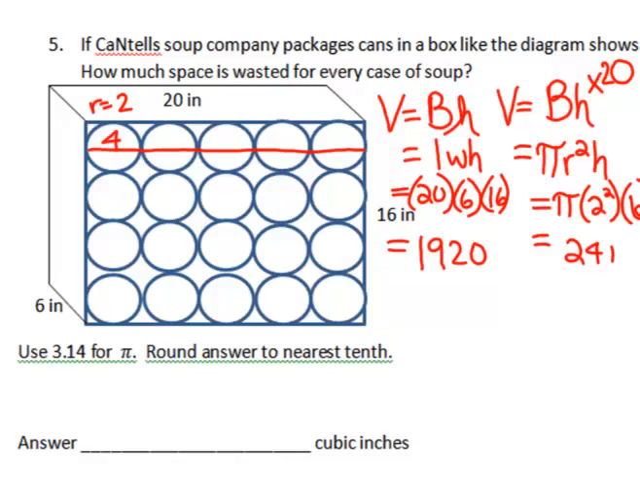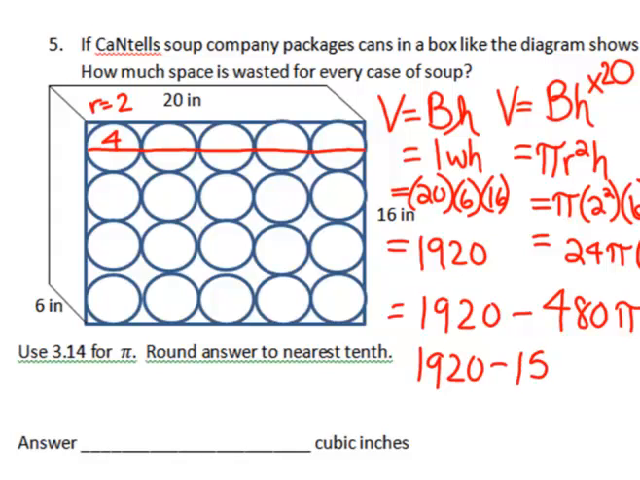24 pi, but remember I have 20 of those. So we're going to multiply that by 20. And when I do that, I come up with 20 times 24 is 1,920 minus 480 pi. And 480 pi is really about 1,507.2. Okay? When I subtract the two of those, I come up with 412.8 cubic inches. So for every case of soup, we waste 412.8 cubic inches of space.